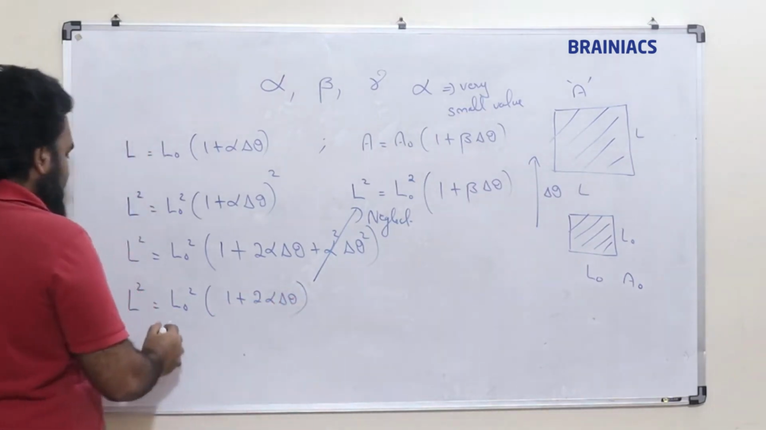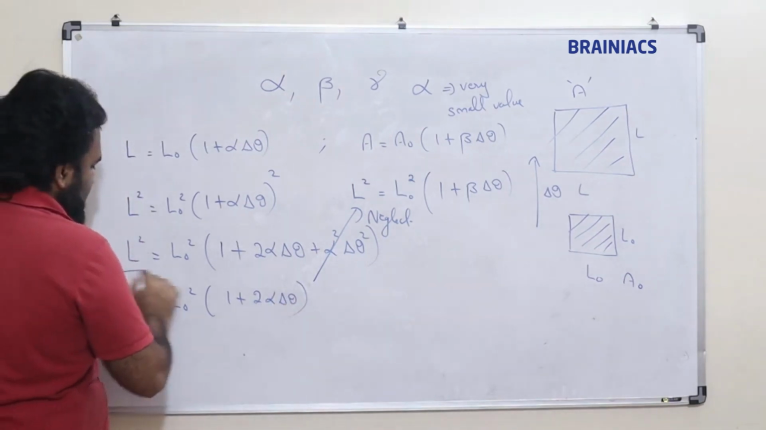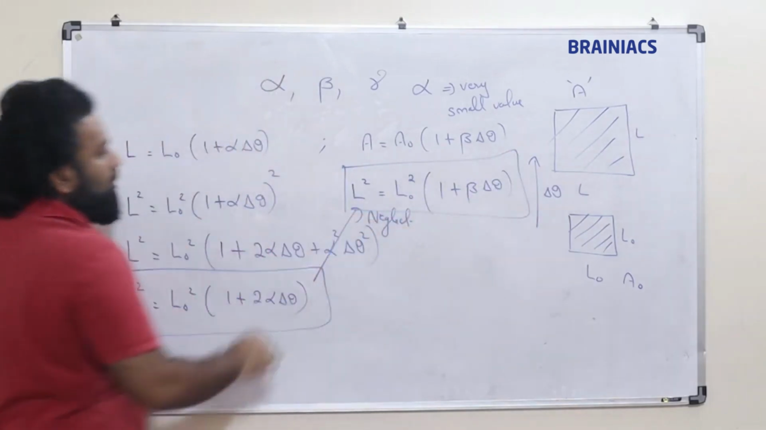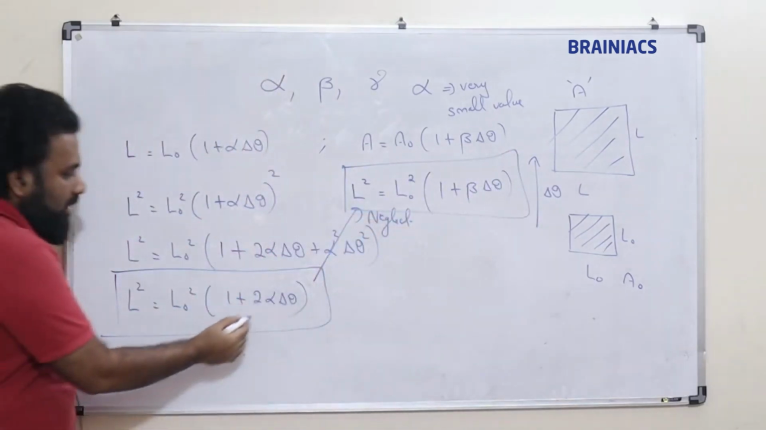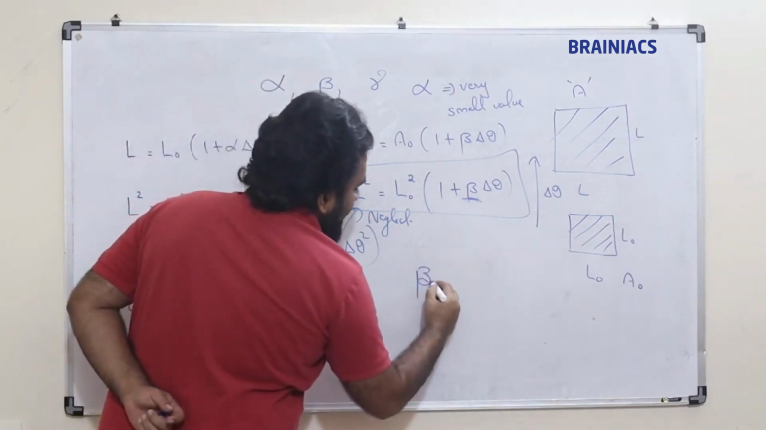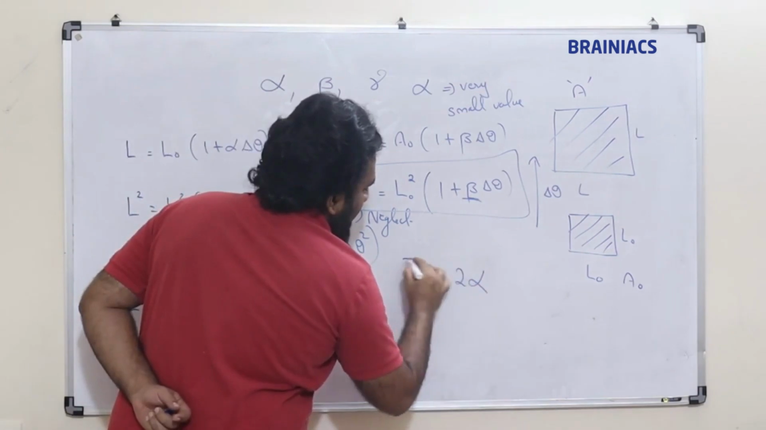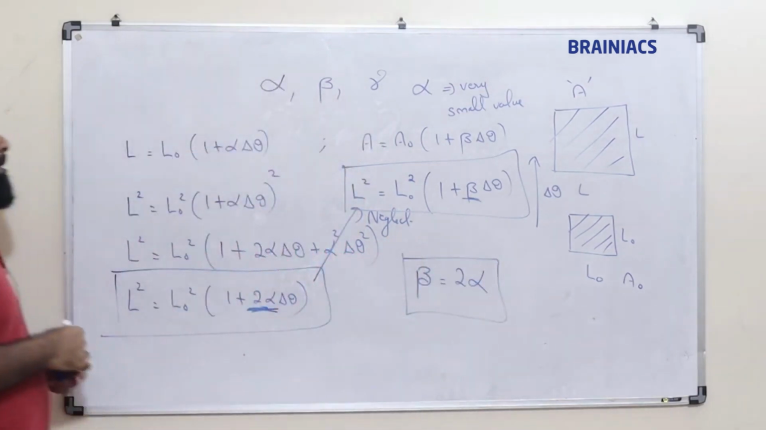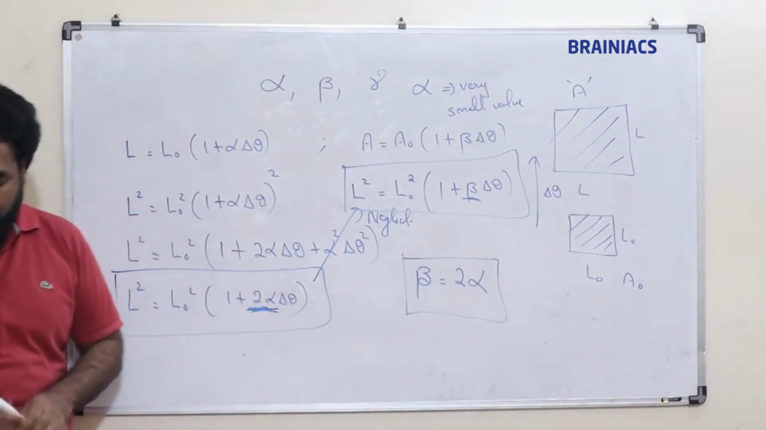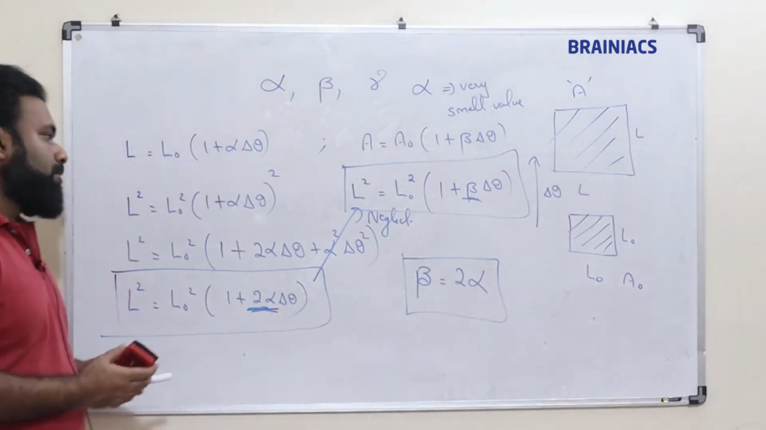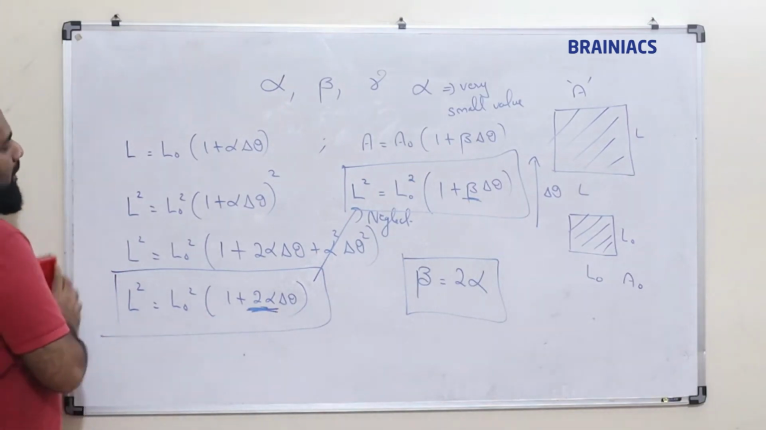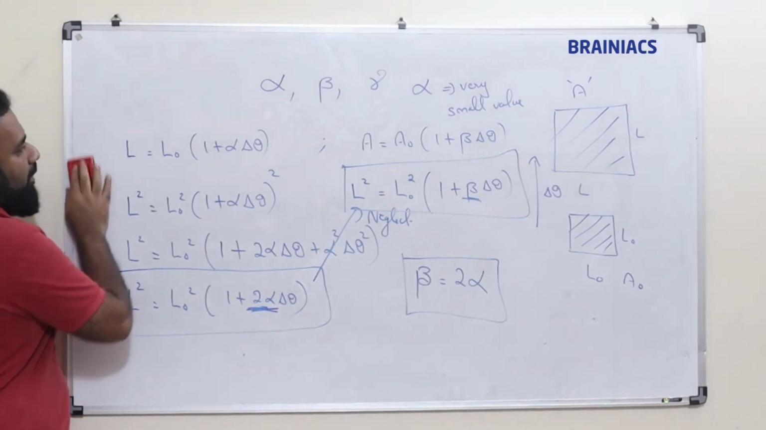Now comparing this equation and the earlier equation, the only change is 2 alpha in place of beta. So we can conclude that beta is equal to 2 alpha. Take this relation. Clear? Beta is equal to 2 alpha. Note it down. Fine. Pause the screen and note it down.